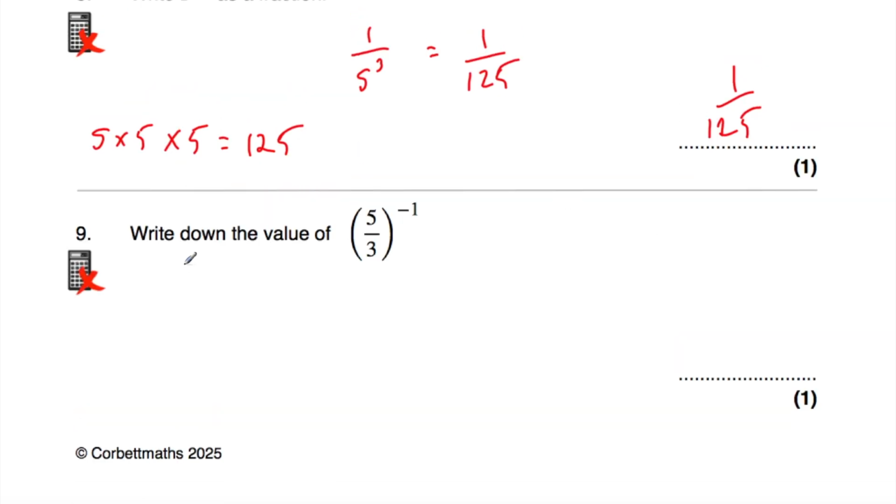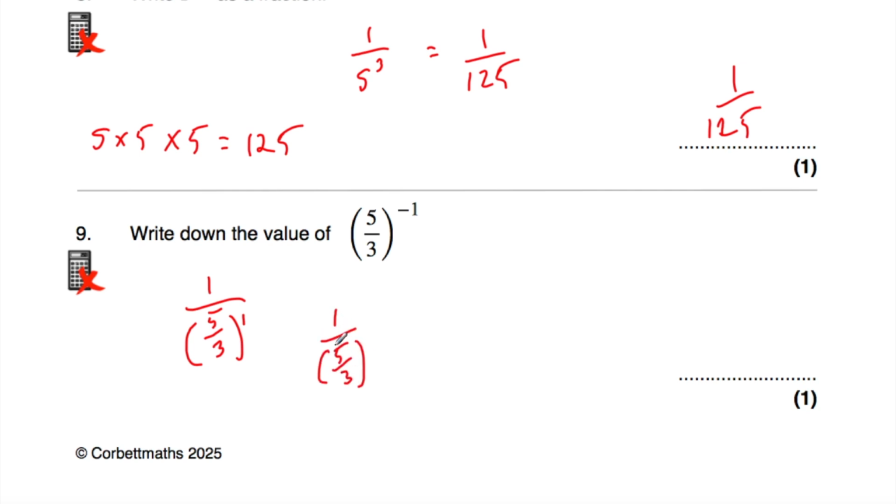Okay, let's look at our next question, question number 9. We've been asked to write down the value of 5/3 to the power of negative 1. Now, in terms of this question, there's a few different ways we could look at it. One approach is you could do 1 over the positive power, so it'd be 1 over 5/3 to the power of 1. So we've changed the power from being negative to positive and put it on the denominator. So we've got 1 divided by 5/3 to the power of 1. 5/3 to the power of 1 would be 5/3, so we'd have 1 over 5/3.